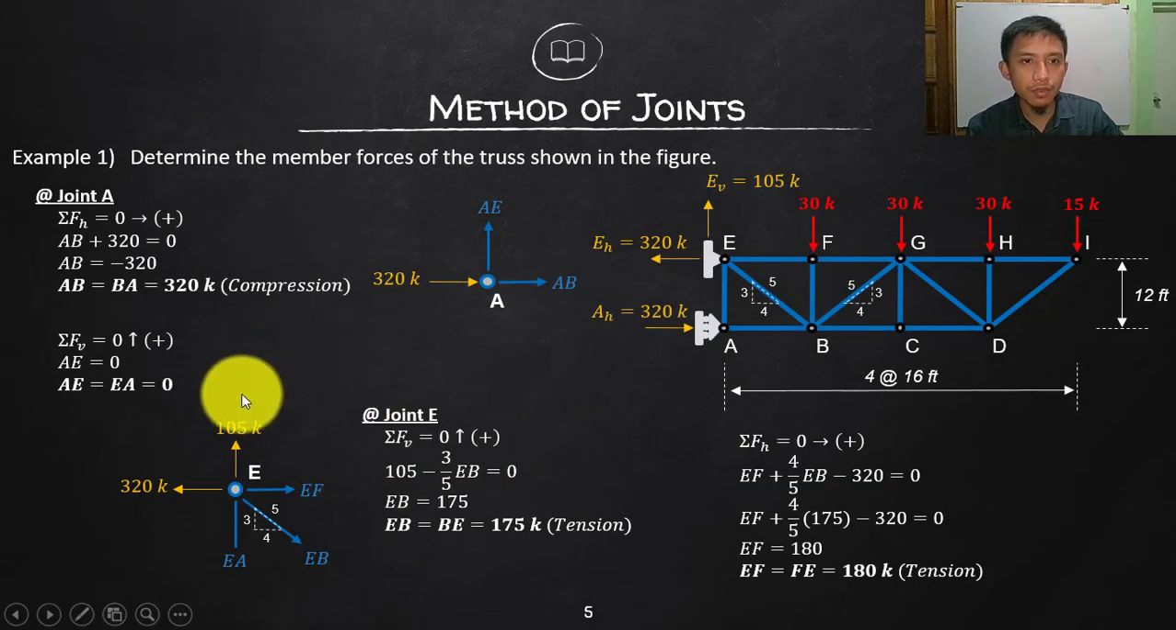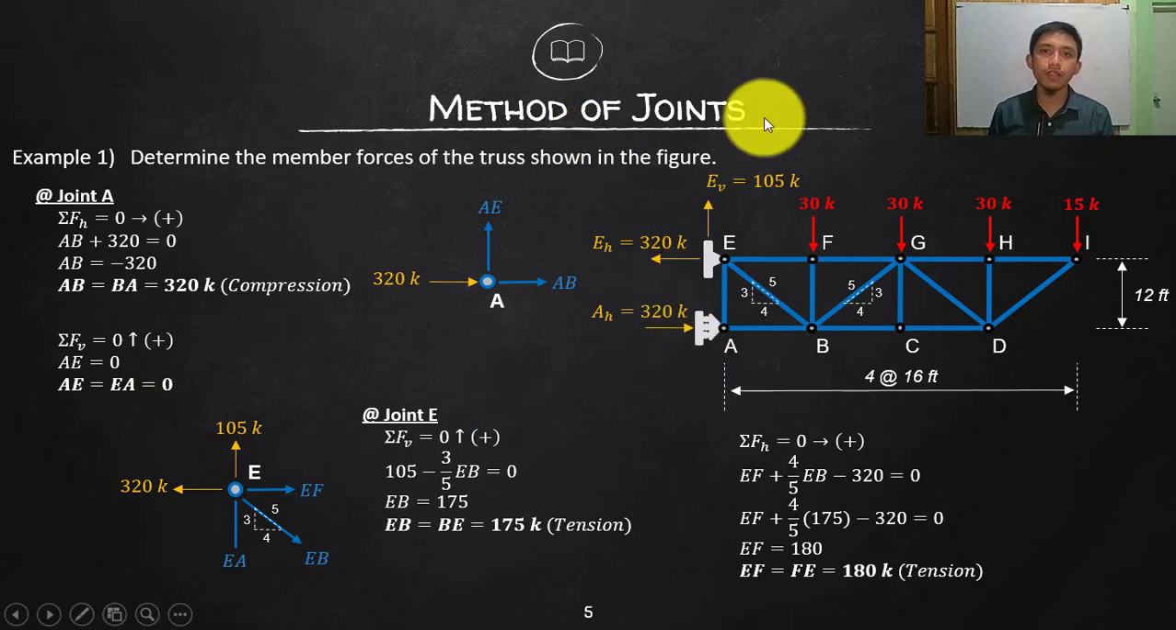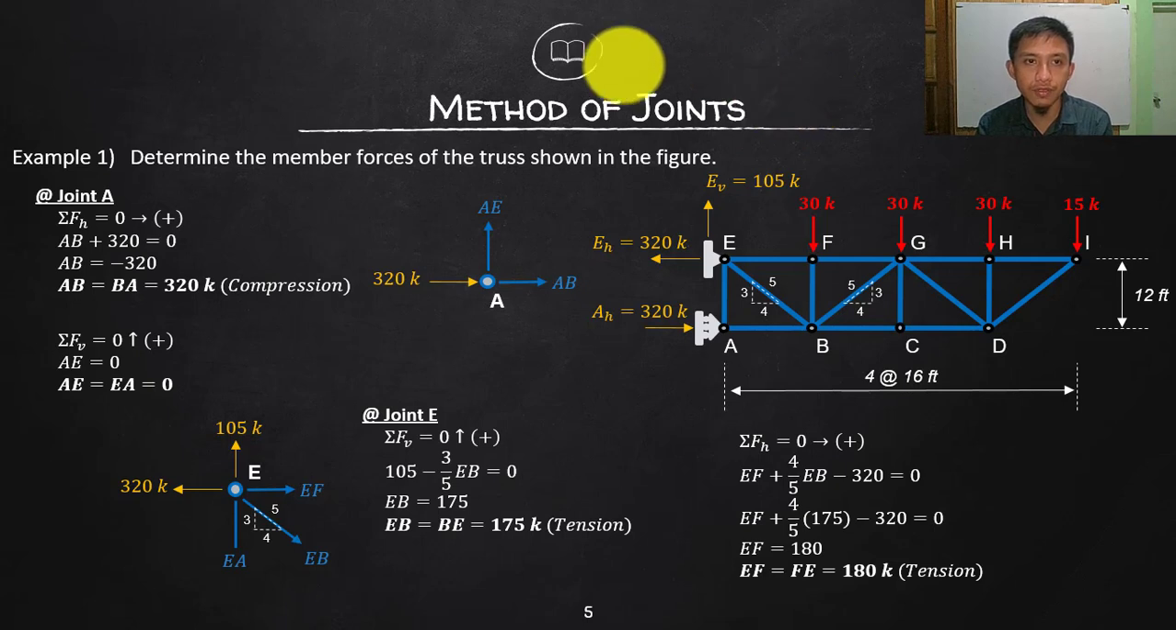So let's try now to continue. We already have the reactions, and I already included them in our figure. That's why we call this one the method of joints, because it is literal. We are going to consider each of the joints to analyze the truss. So we call this one method of joints.